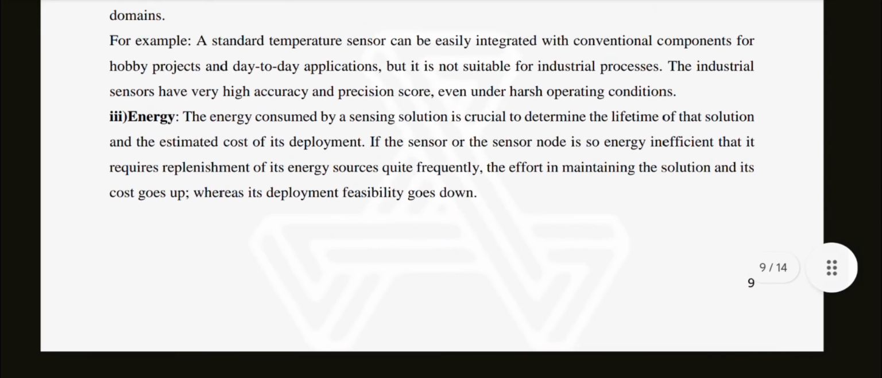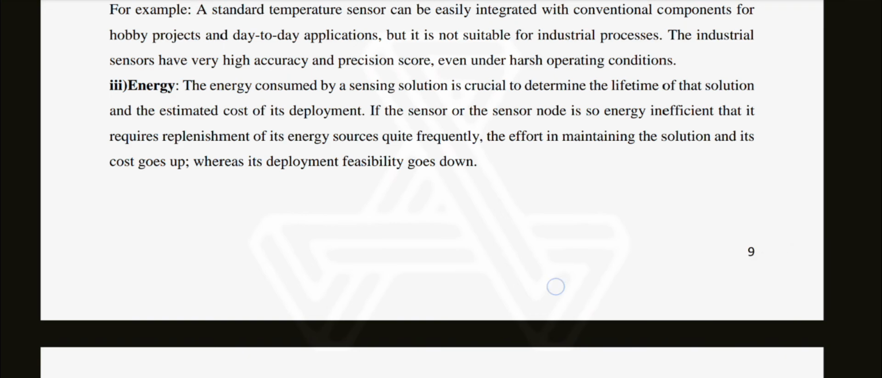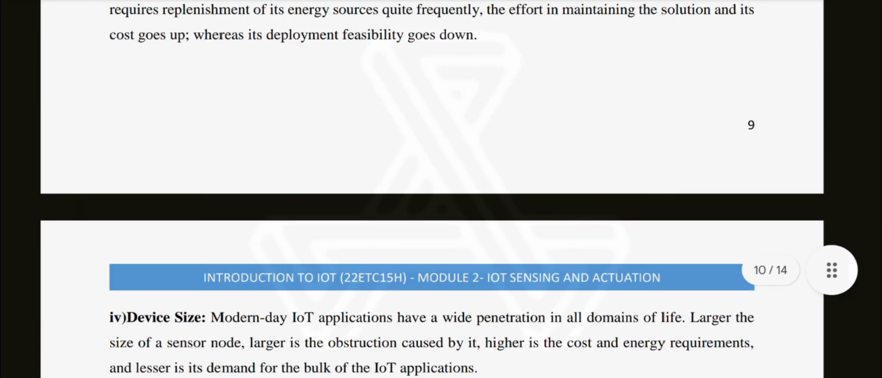Energy. The energy consumed by a sensing solution is crucial to determine the lifetime of the solution and the estimated cost of its deployment. If the sensor or the sensor node is so energy inefficient that it requires replenishment of its energy sources quite frequently, the effort in maintaining the solution and its cost goes up, and its deployment feasibility goes down.